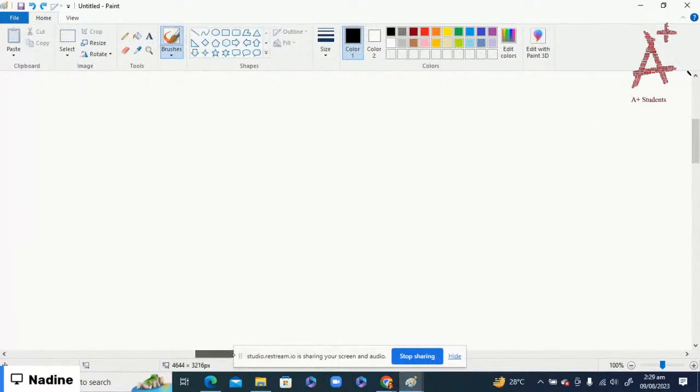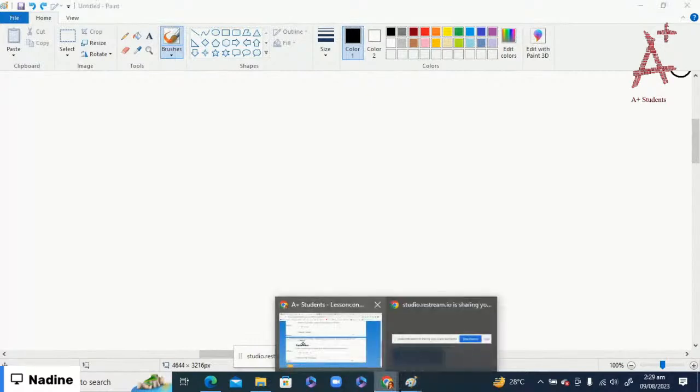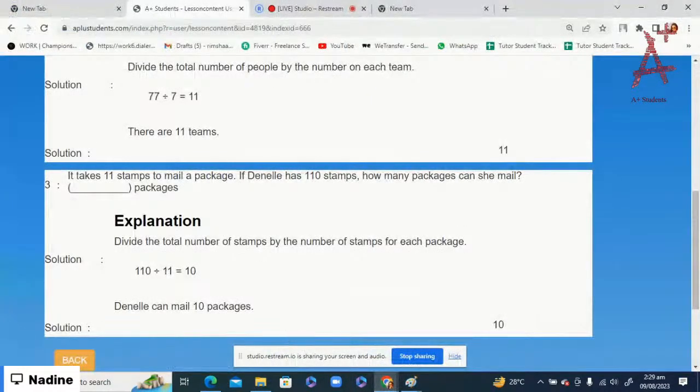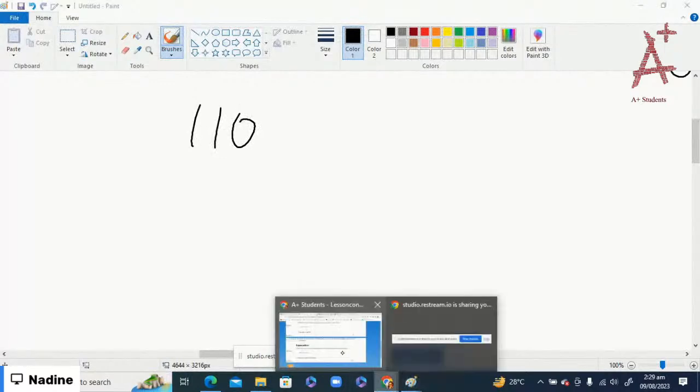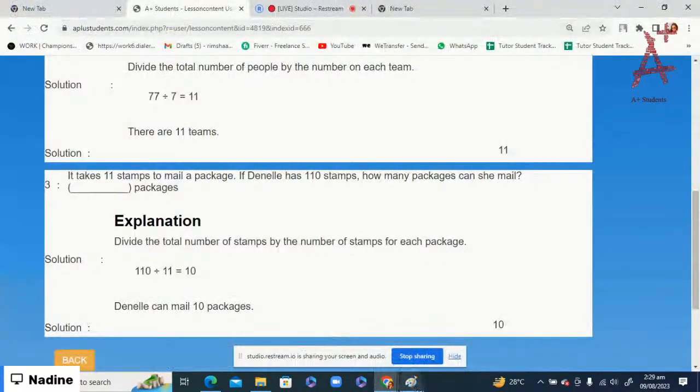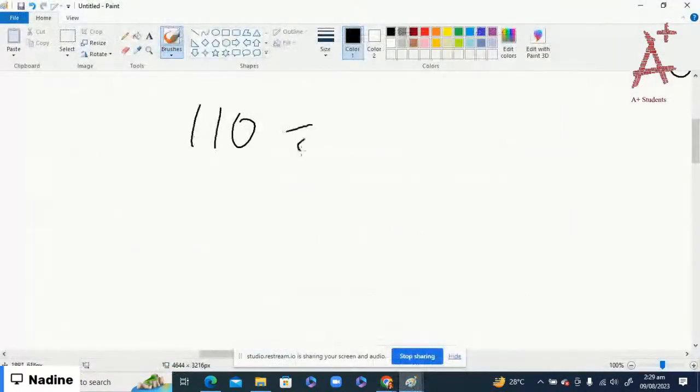Okay, so just wait, let me check the question. Okay, 110 stamps. How many stamps? 110, and we divide by 11. Okay, let's divide by 11. Let's do it.